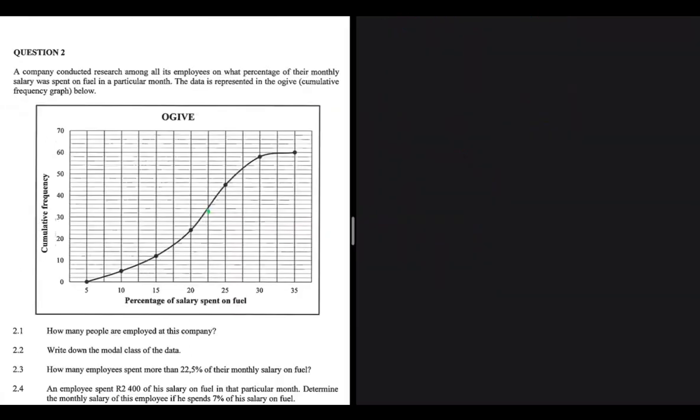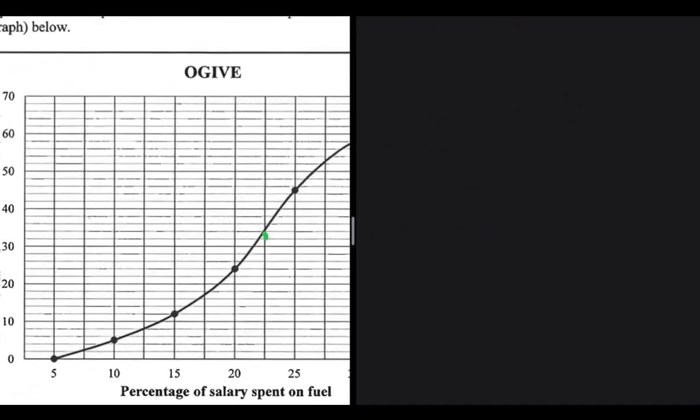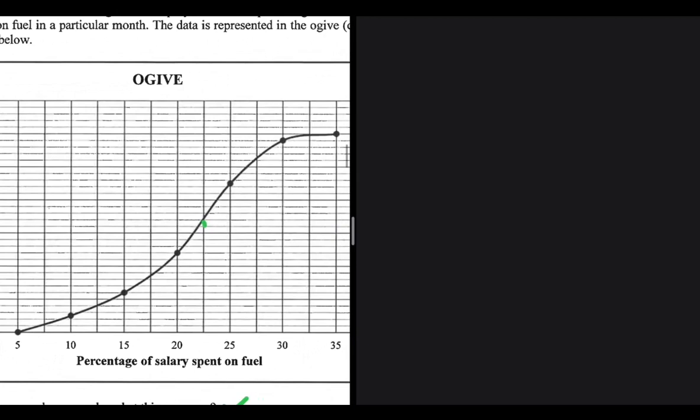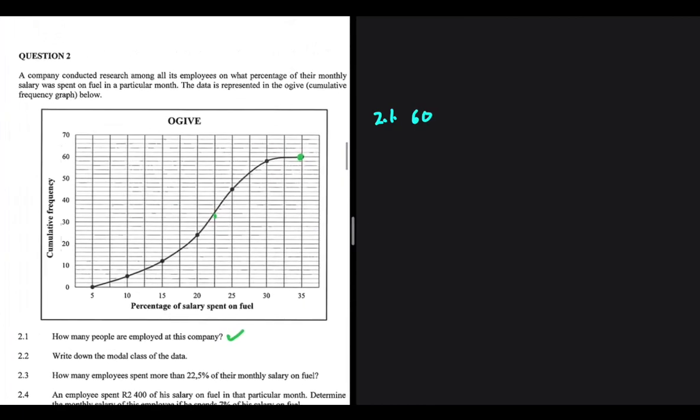How many people are employed at this company? We are given the cumulative frequency, which is 60. So 60 people are employed at this company. That is 2.1. Let's go ahead and take a look at 2.2.